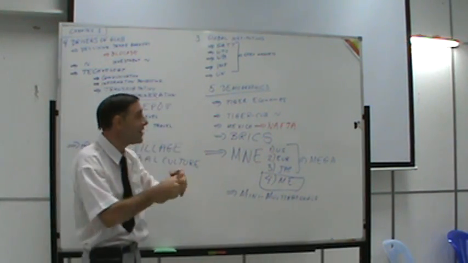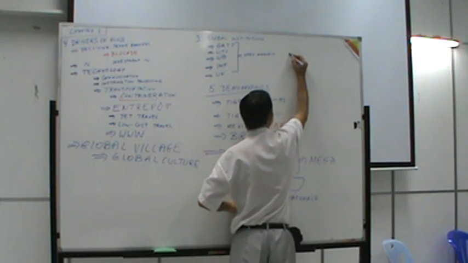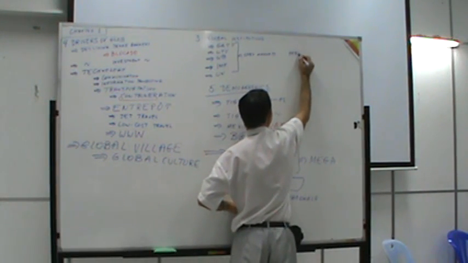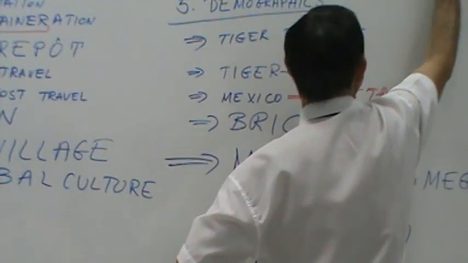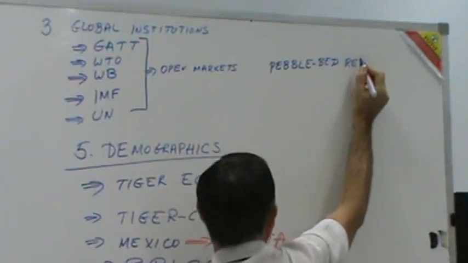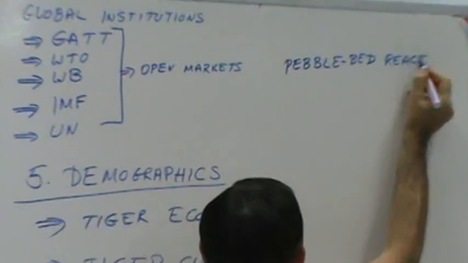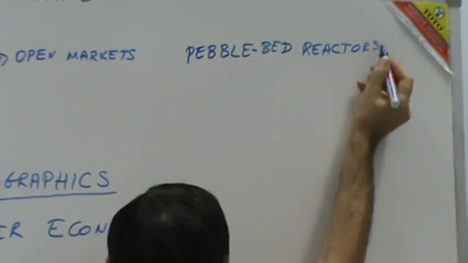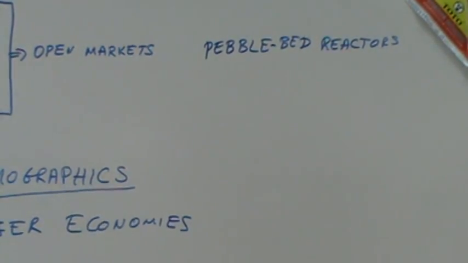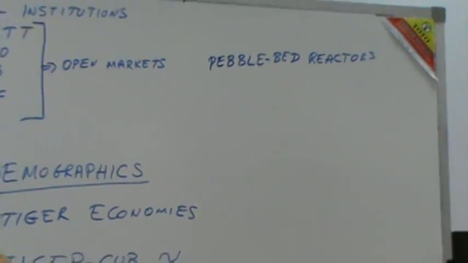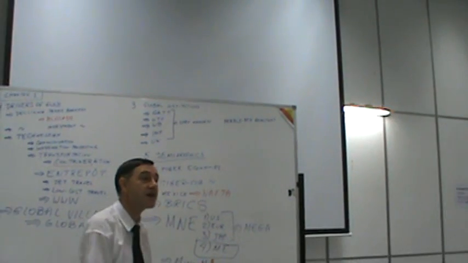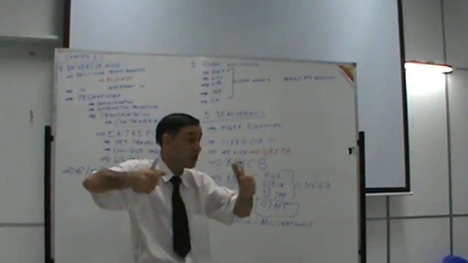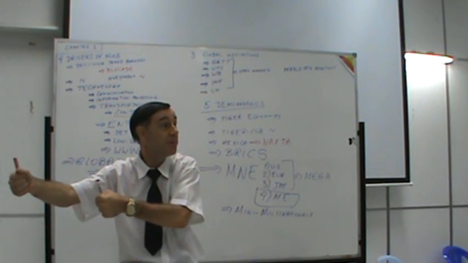Yeah, let's write it out so you have some little fun. They are developing these so-called pebble bed reactors. Pebble bed reactors are very small. They're way smaller than this room. You can put them in a closet. They are easily transportable. You can put it in a truck and move it to another place.